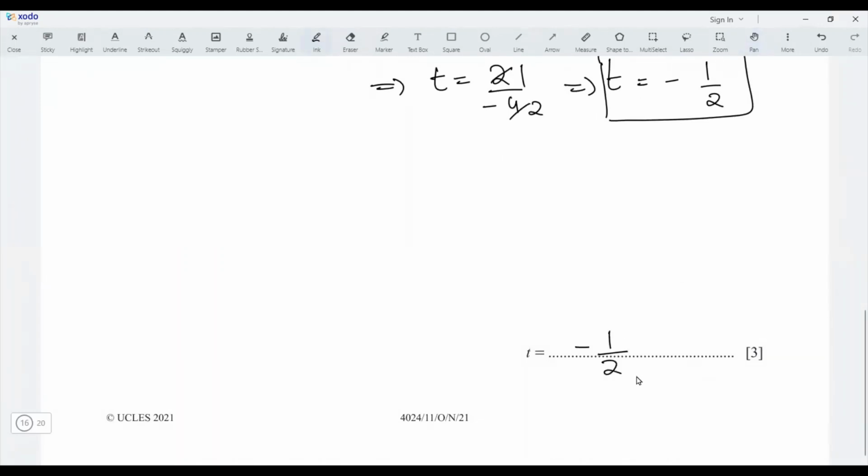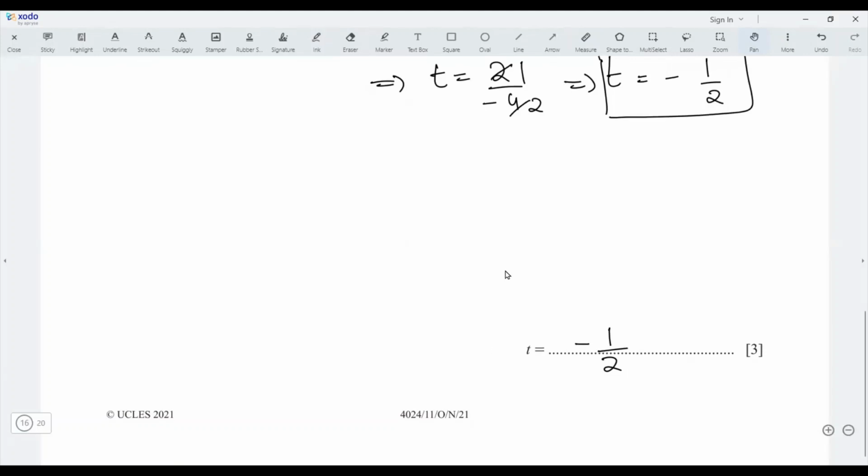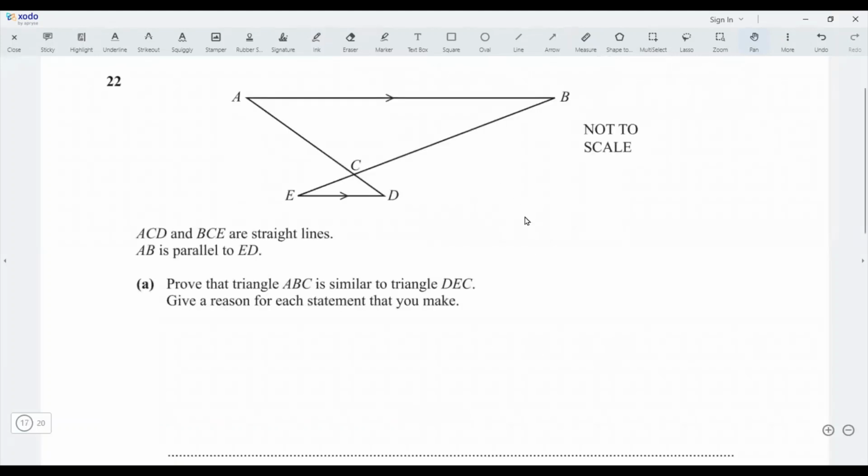There is one other way, but I'm not going into the difficult one. This is the easiest one. When both of the functions are the same on both sides of the equation, we can cancel them directly and solve it. So moving towards the next question, it's a similarity question.